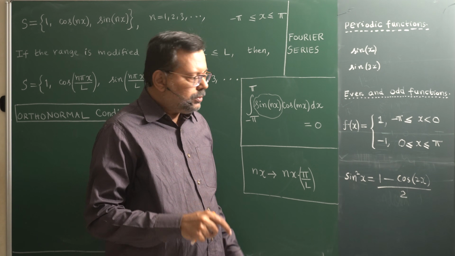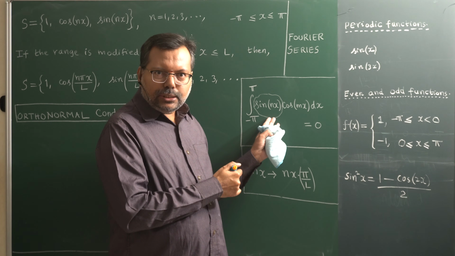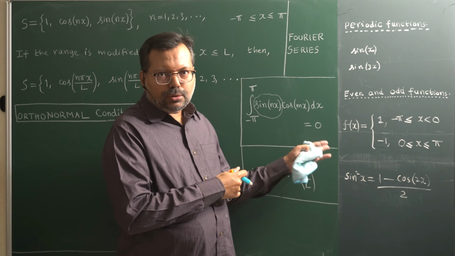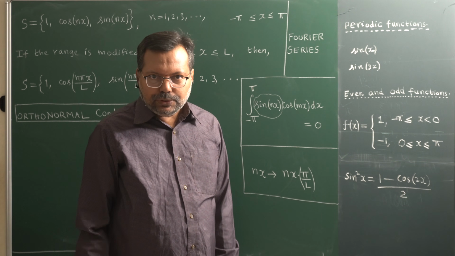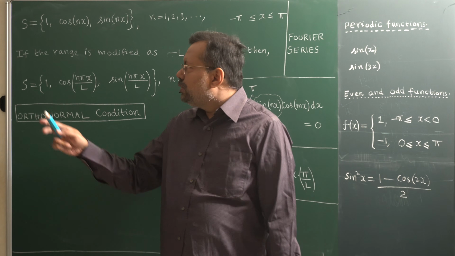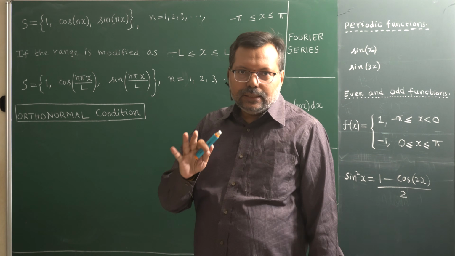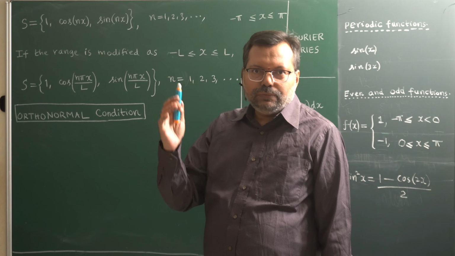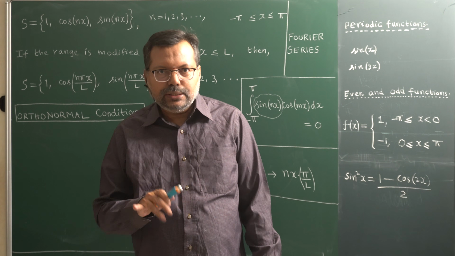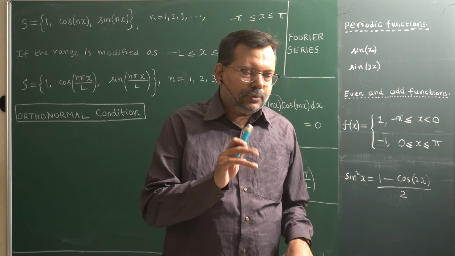So these are the 2 jobs. On the left side you have to perform the actual integration and then verify whether it is 0 or not. Only if the verification happens to be true, only then you accept that this particular set is a valid set in order to proceed further for the Fourier series. Otherwise, you simply reject the set. So that is the point.